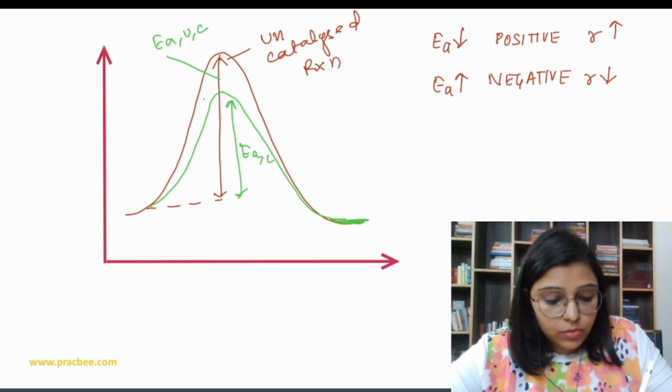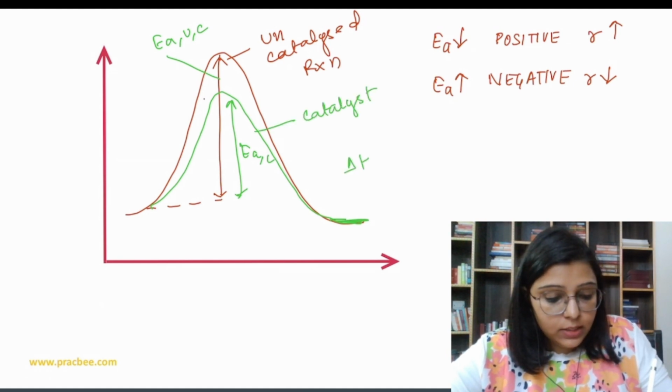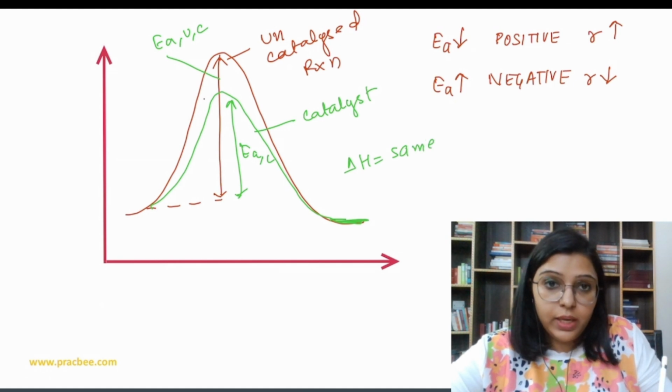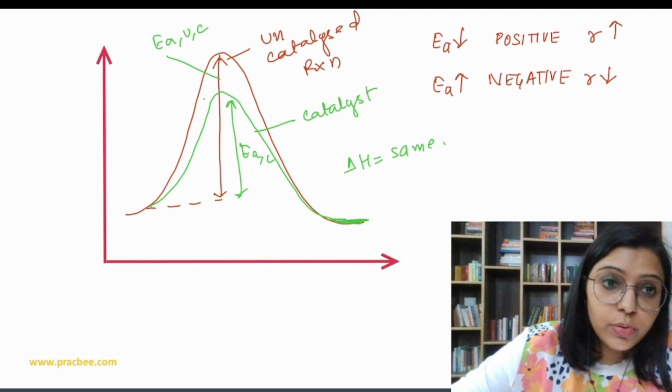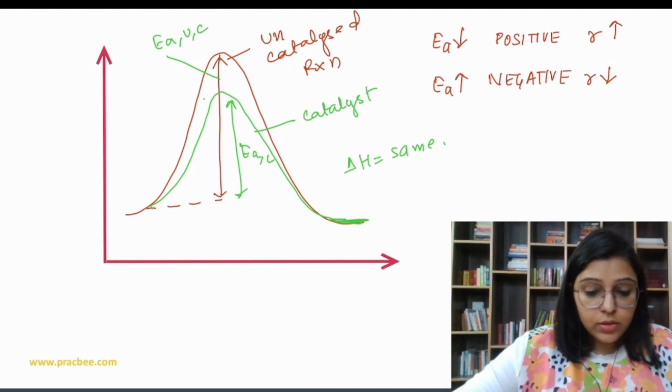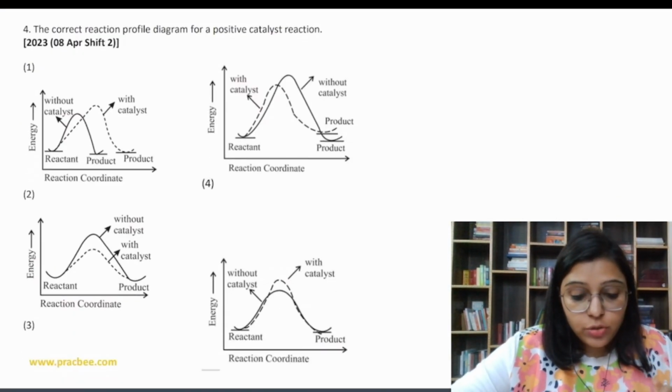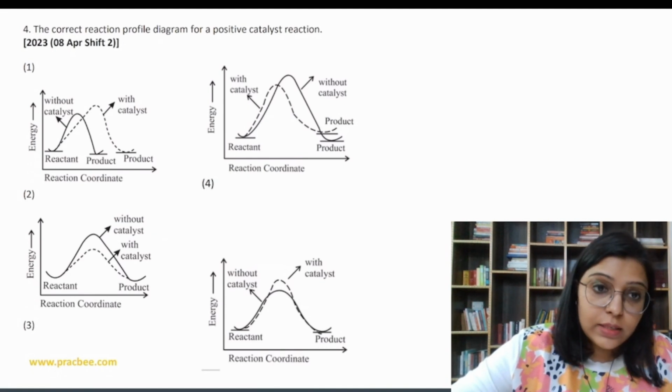Okay, so that is in the presence of catalyst. Here delta H is going to be same only. Okay, so let's discuss the question of this type. So how to discuss the question of this type? So see, the correct reaction profile diagram for a positive catalyst reaction is.